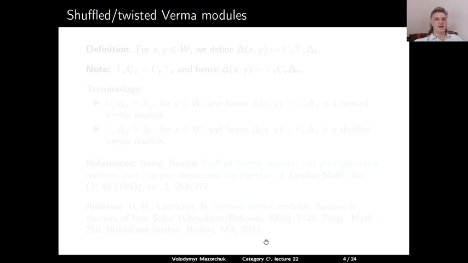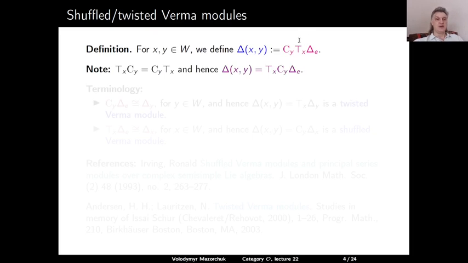Now we are ready to define the main protagonists of this lecture, shuffled or twisted Verma modules. For two elements x and y in W, we define the module delta x,y as the y shuffling of the x twisting of the dominant Verma module delta E. Please recall that we know that twisting and shuffling functors commute. Therefore, delta x,y is actually the x twisting of the y shuffling of delta E.